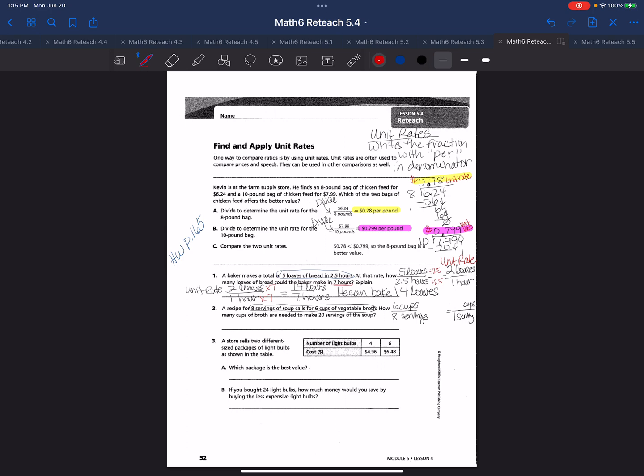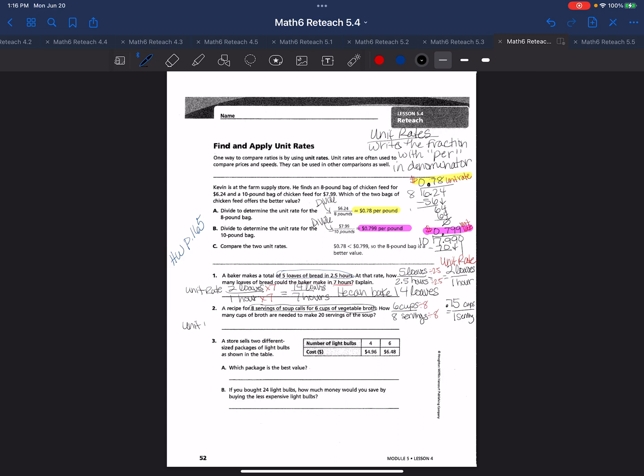So it's going to be cups per serving, so that's why that's in the denominator. I have to do 8 divided by 8, which equals 1. And what I do to the denominator, I must do to the numerator. So I have to say 6 divided by 8, which is 75 hundredths. Or I could say that's 3/4. But I want to keep it as a decimal.